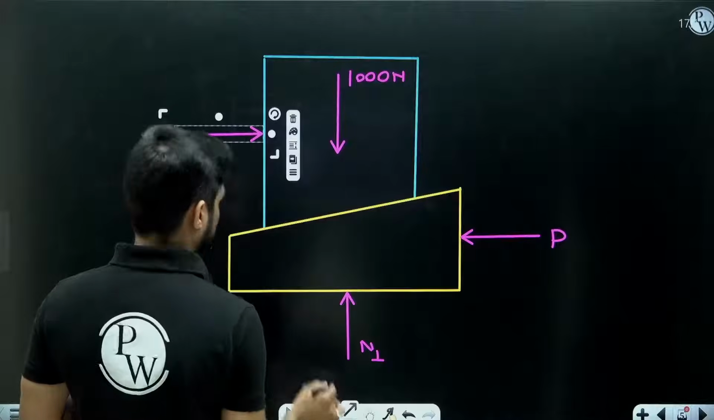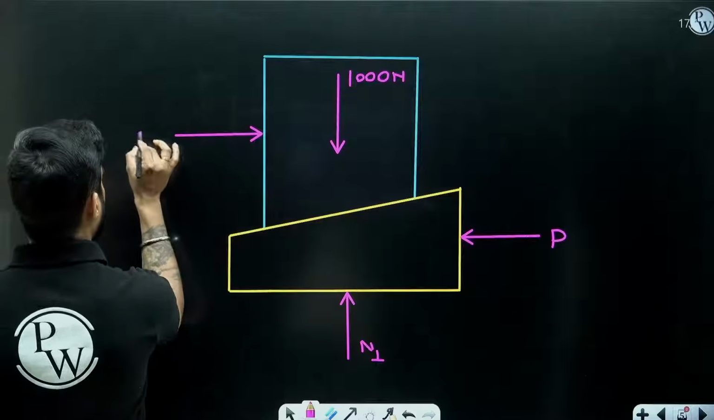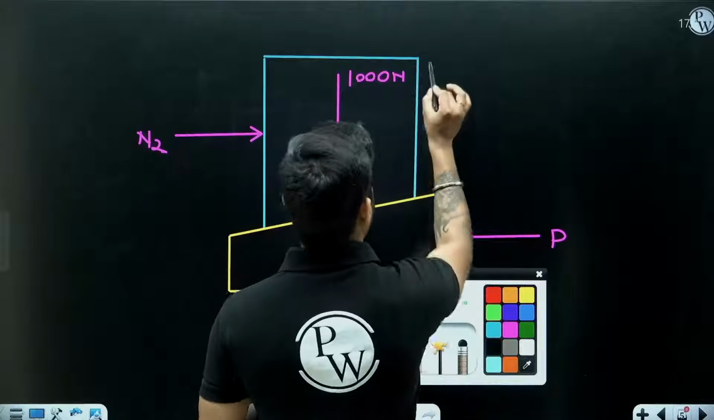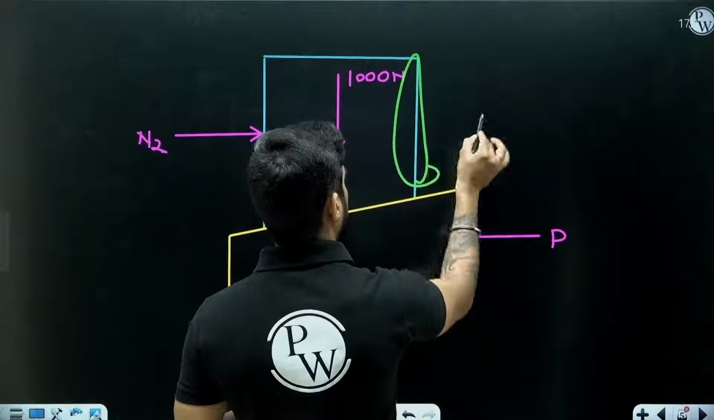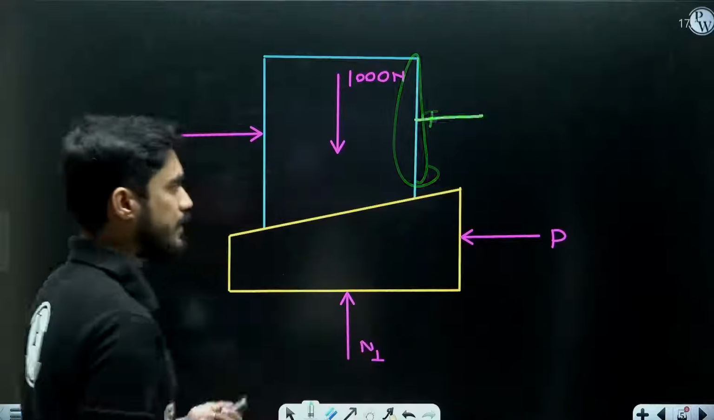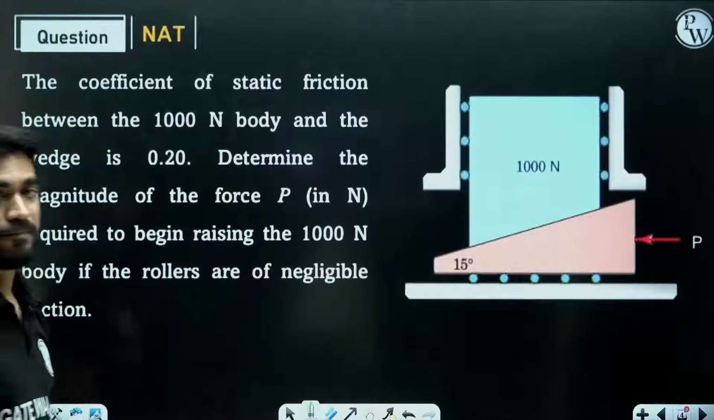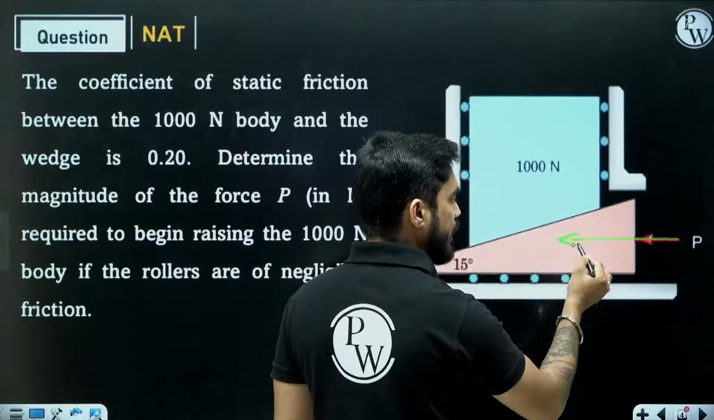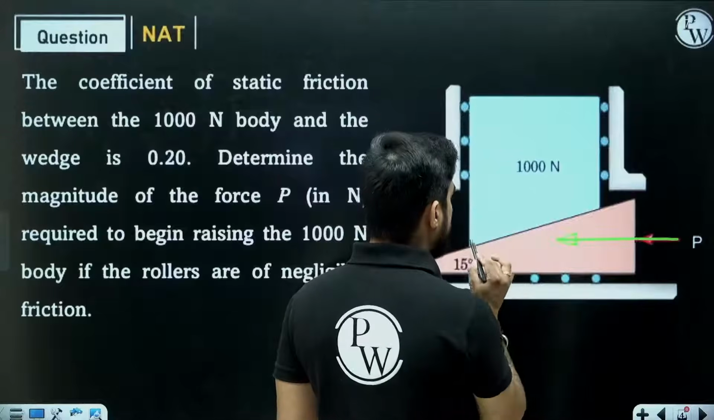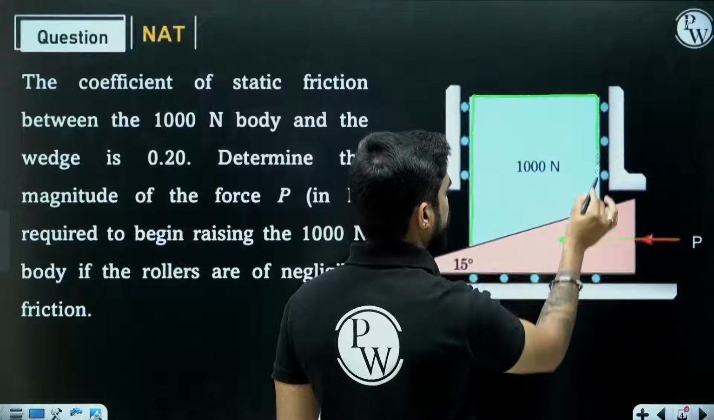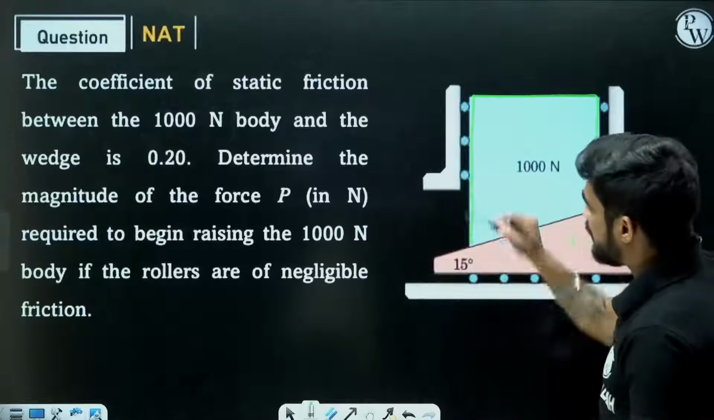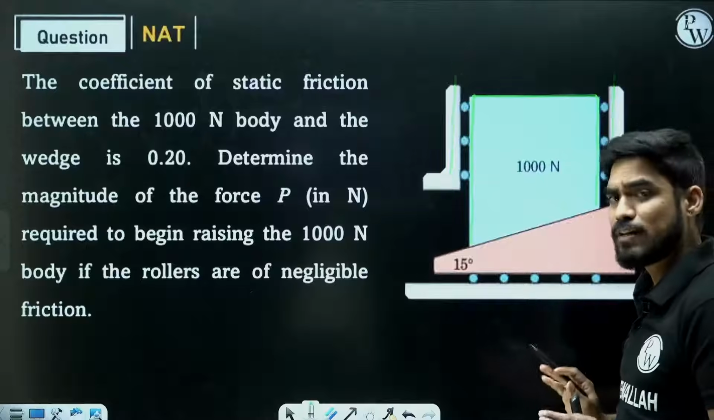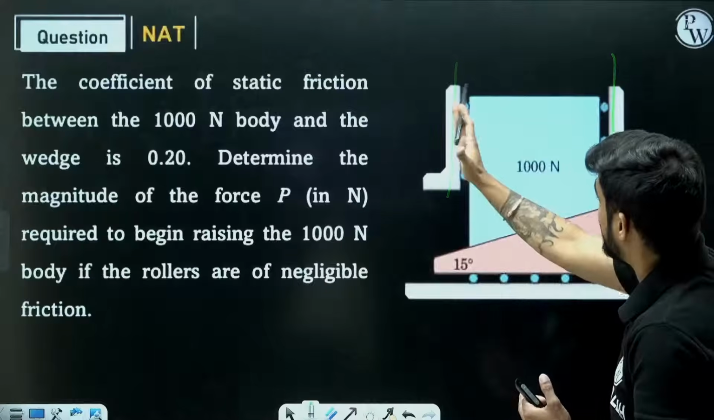Let me write it as N2. Now some of you must be thinking that there must be a force on this surface also, like this, right? But understand this. When you push the wedge towards the left side, then this body will be either in contact with this wall or with this wall. It cannot practically be in contact with both the walls.